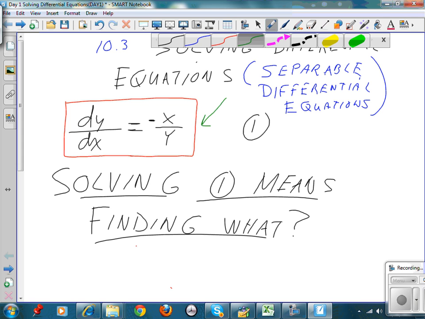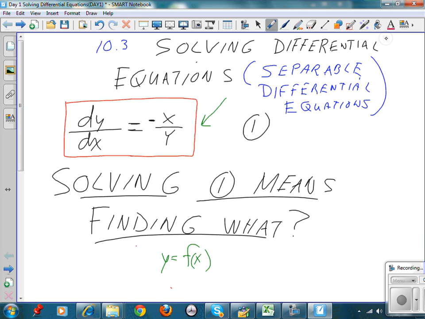Okay, we model changes. We say the change in y with respect to x is equal to some function of x and y. Now, when we're solving one, it means finding what? Well, it means we're going to find y is equal to some function of x. That's what we're trying to find, okay? That's what your homework will be tonight. You'll be given a differential equation, and you'll need to solve it.